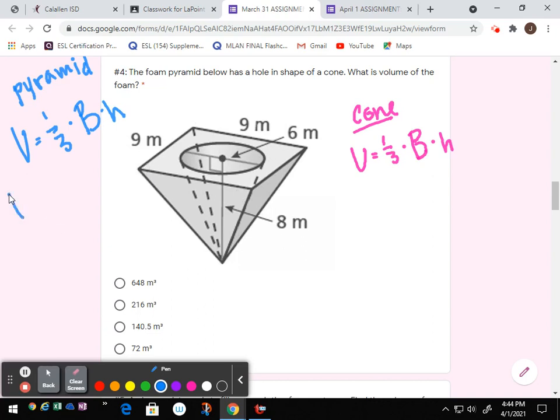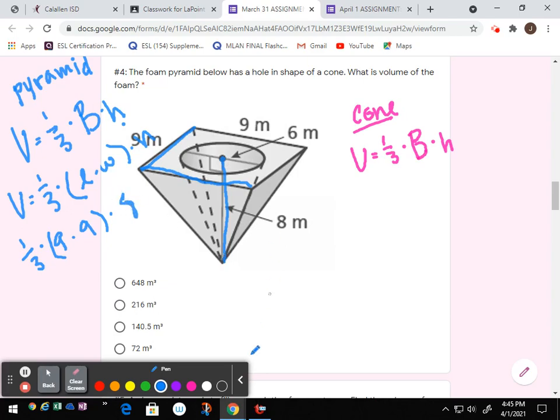So let's start with the pyramid. For our pyramid, we can see the shape of our base is a square, 9 by 9. So the area formula for a square is length times width, and we drop down the height, so times height. So we have 1/3. Our length of our square is 9. Our width of our square is 9. So we have 9 times 9 times the height of the pyramid, which we can see is right here, and it goes all the way down to the tip of the pyramid, which is 8.